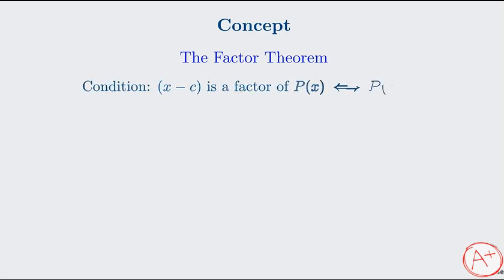Today, we are looking at the factor theorem. The factor theorem is a specific, powerful application of the remainder theorem. It identifies when a linear expression is a perfect factor of a polynomial. The core condition is that x minus c is a factor of p of x if and only if p of c is equal to 0. If you substitute the value c into the polynomial and the result is exactly 0, it means there is no remainder. Therefore, x minus c must be a factor.